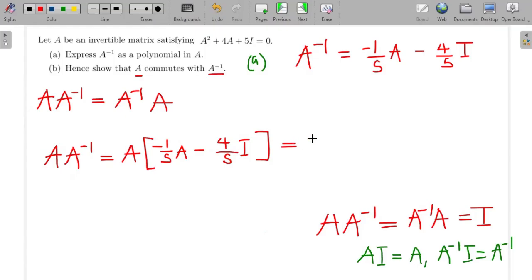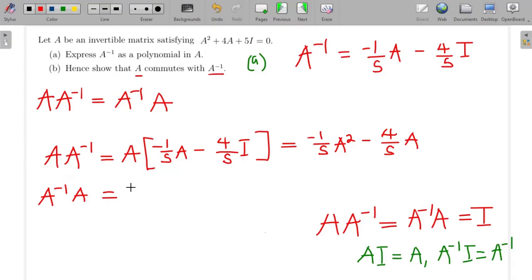Expand the A, I'll have minus 1 over 5 A squared, then minus 4 over 5, and this one here will just be A multiplied by the identity. It will just be A. Okay, what about if I do A inverse multiplied by A? What am I going to get as my answer?